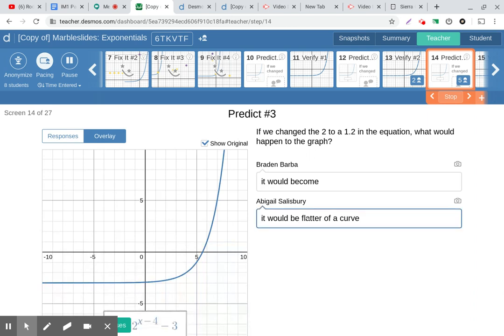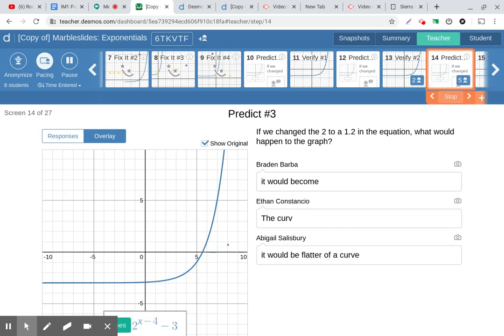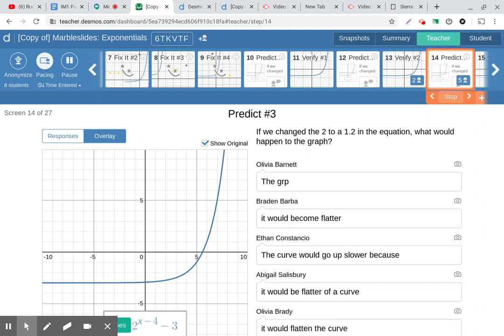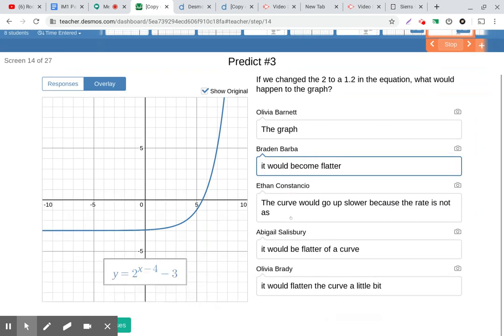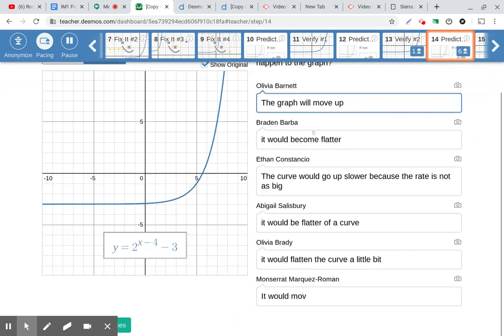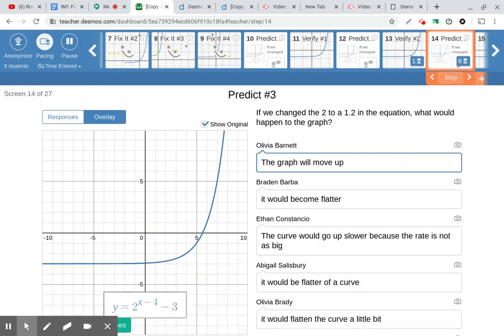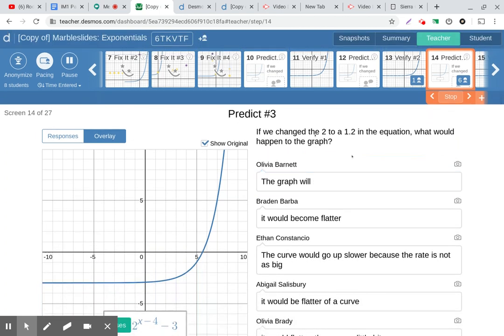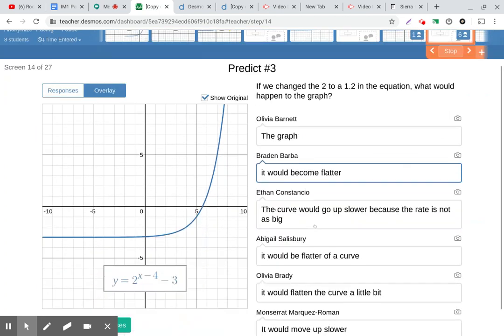It'd be okay. Everything's going to be flatter. Yep. That's a good way to describe it. Flatter, because it's not going to go up as fast. Okay, that's a really good way to describe it. It's kind of compressed. You can say flatter. You can say vertical compression. And there you go. It would move up slower, all right? Because 2, if you're doubling, is faster than 1.2. And this is what we're talking about, the y's, the output. Okay. Good job.